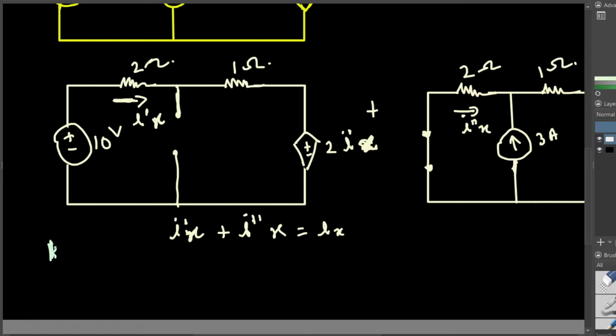So if I use that, KVL is going to be the summation of V equals 0. If I assume I prime x is going in this direction, you can take clockwise or counterclockwise, whatever you want. If I take clockwise, that's actually better because the current direction is also given in this way.